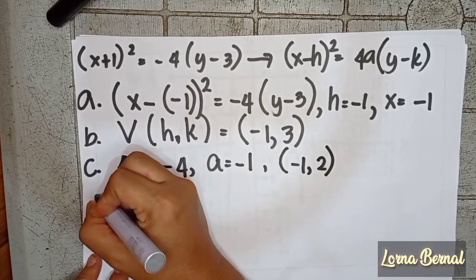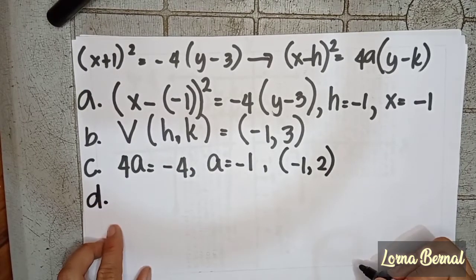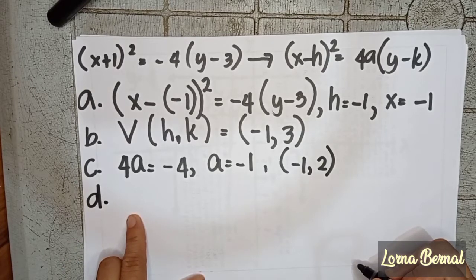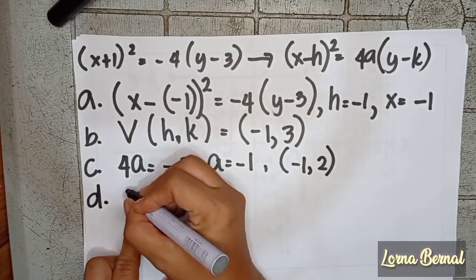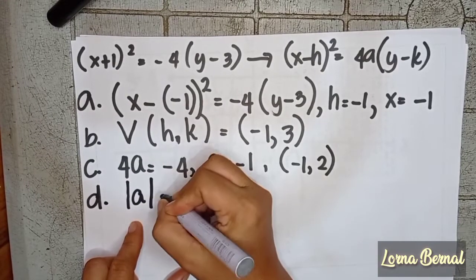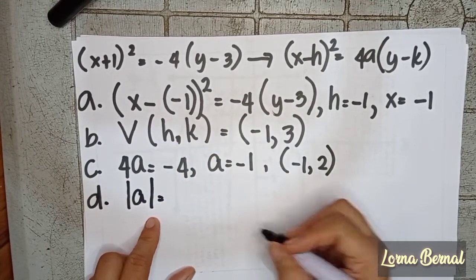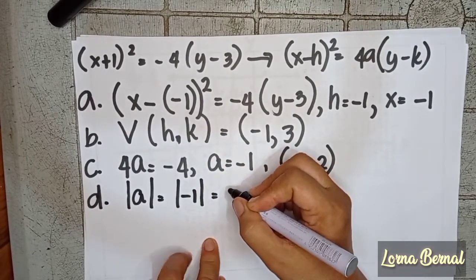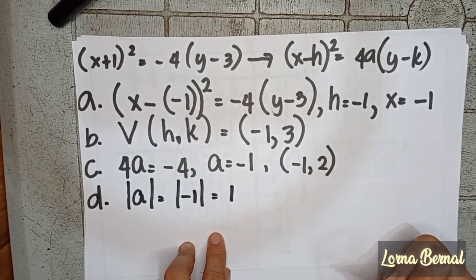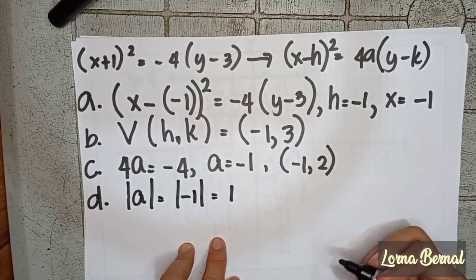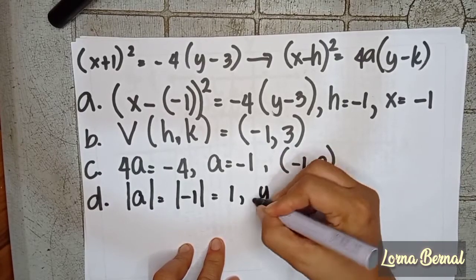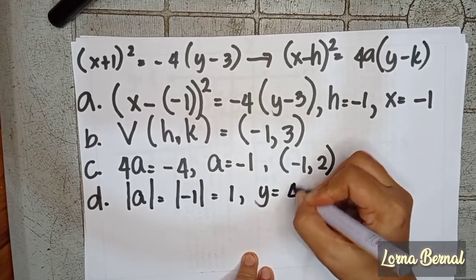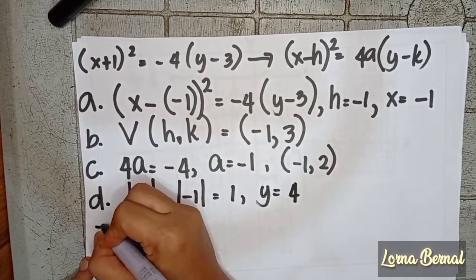Then next, we have the directrix. Let's do the directrix. The directrix is a horizontal line at a distance of the absolute value of a from the vertex. The absolute value of −1 is 1, so the directrix is 1 unit above the vertex. So the directrix is given by y = 4.